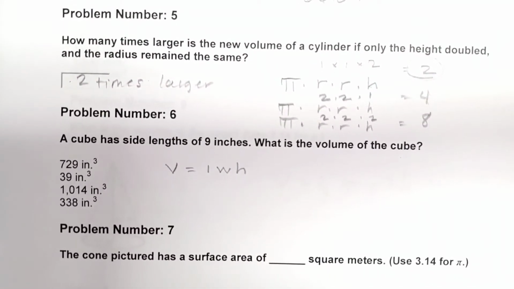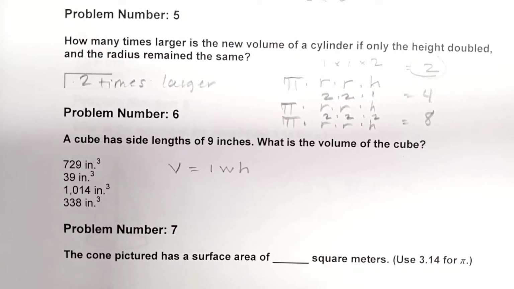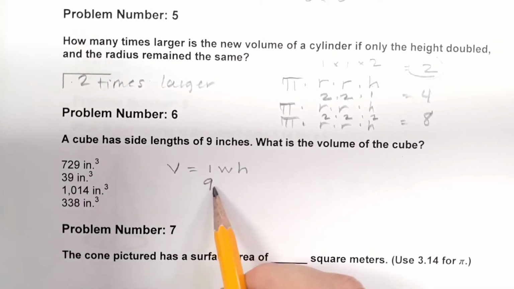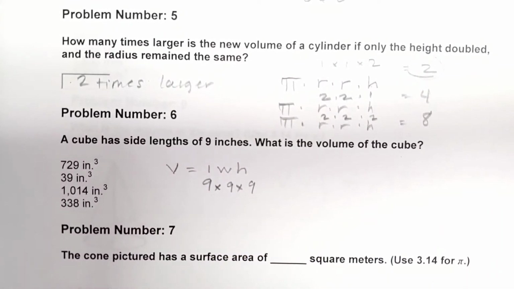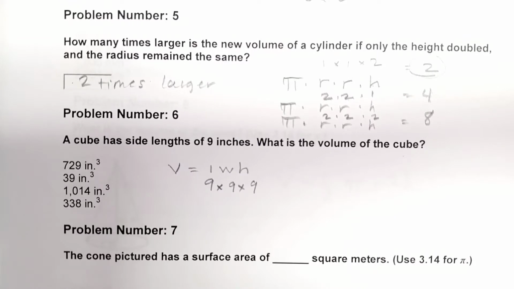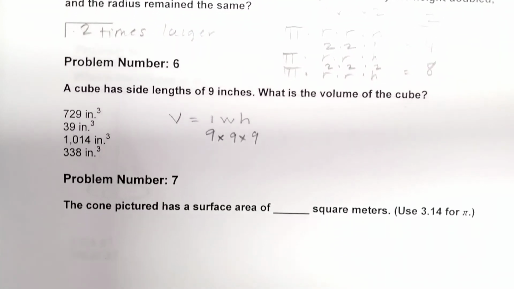Number 6, a cube has a side length of 9 inches. What is the volume of the cube? Okay, we know that cubes, all the dimensions are the same on a cube, so it's just 9 times 9 times 9. And I'll let you finish that one, okay, on your own.